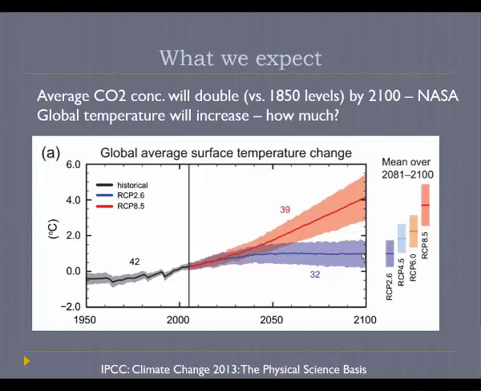On the other hand, if we stay on this trajectory, RCP 8.5, which is a business as usual projection, we don't make effort, we don't make commitment to change our behavior, then we would expect to see an increase of 4 degrees Celsius or 8 degrees Fahrenheit by the end of the century. So that's a pretty significant change, and probably will land somewhere in the middle of those two predicted values.